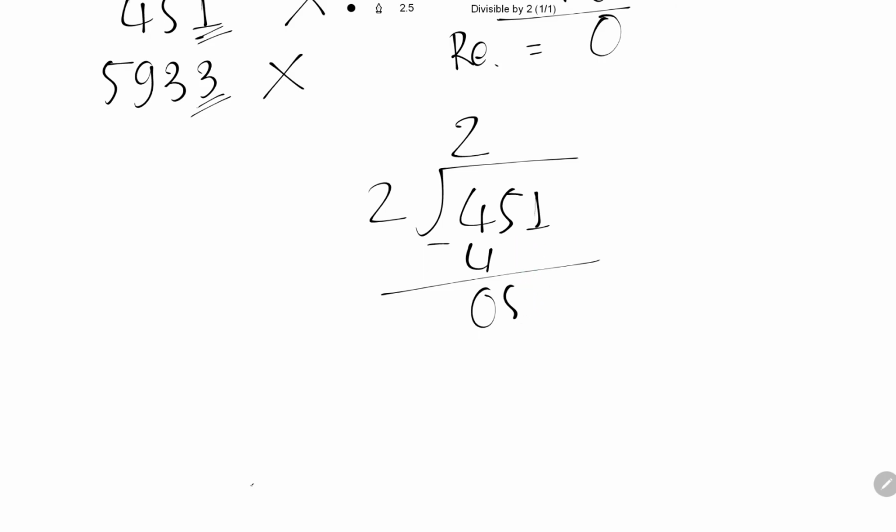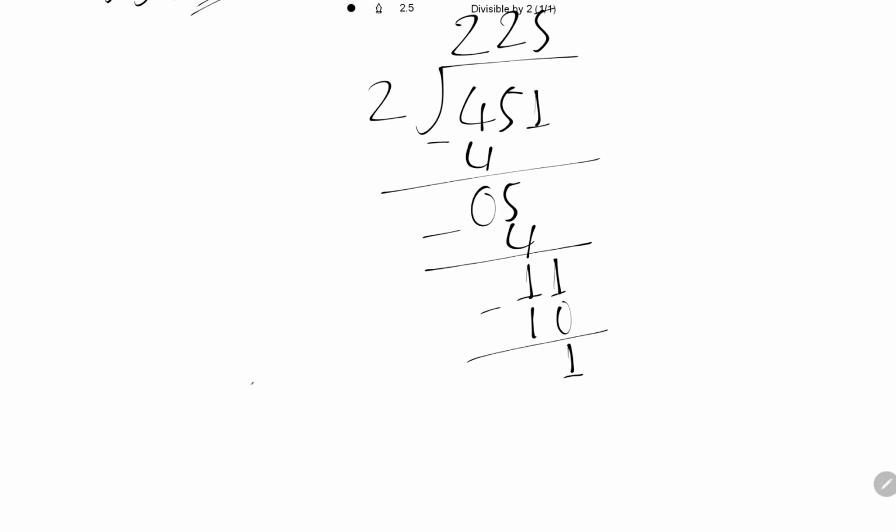And then I put number 5. 5 divided by 2, I can put number 2. 2 times 2 is 4. 5 minus 4 is 1. And then I put number 1. And I get 11. 11 divided by 2, I can put number 5. And 5 times 2 is 10. And 11 minus 10 is 1.